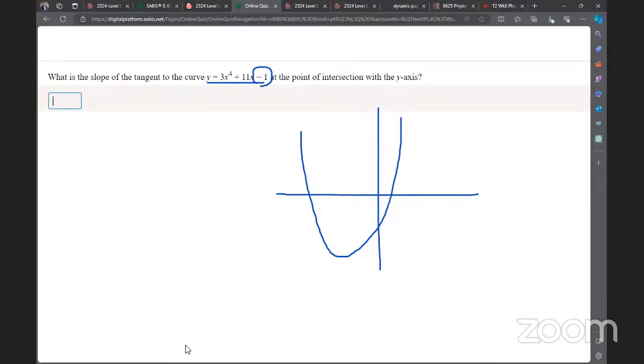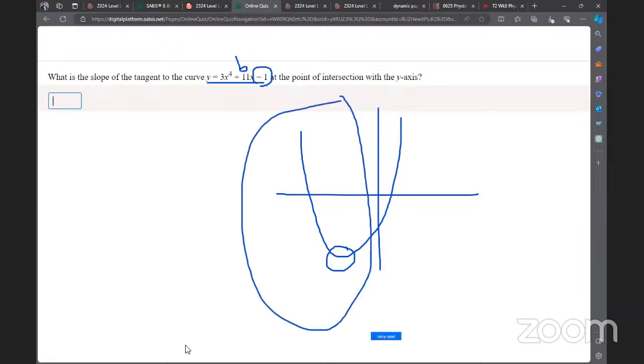Look, if b here, which is the coefficient of x, is positive, that means the vertex must lie here on the left side. And if b was negative, that means the vertex of the curve must lie on the right side. Okay, this is for your information.